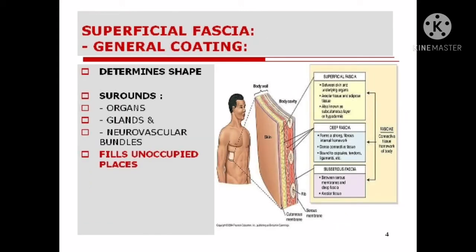The superficial fascia is a general coating. It generally coats the entire surface of the body and it determines the shape of the body. It surrounds the organs, the glands, the neurovascular bundles, and it fills the unoccupied places in the body.